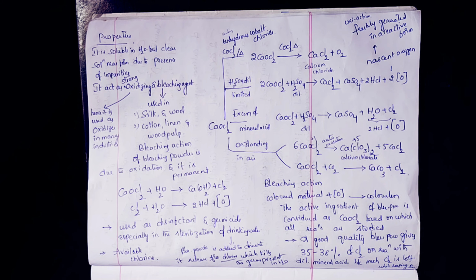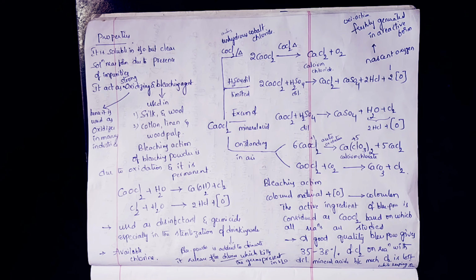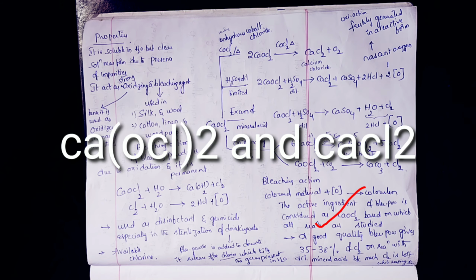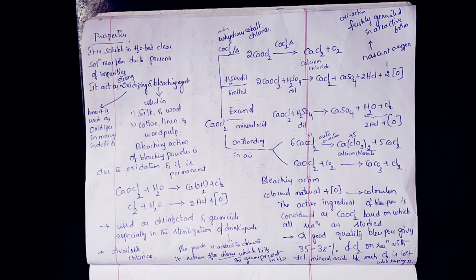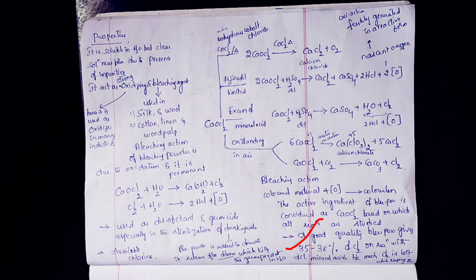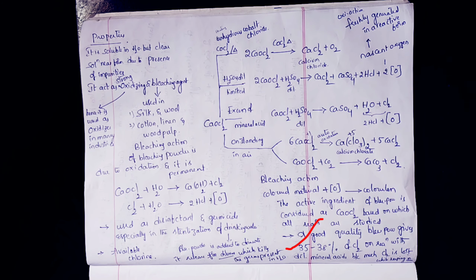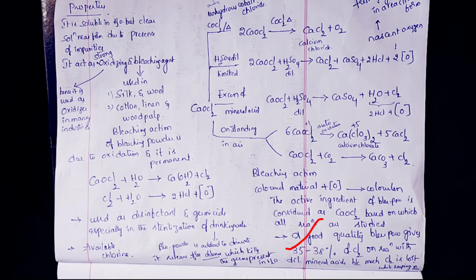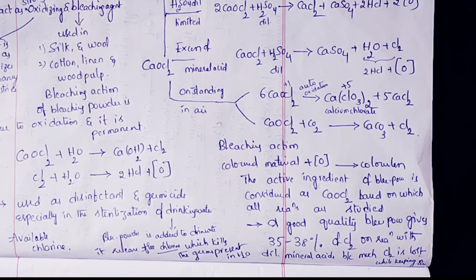The active ingredient of bleaching powder is considered as CaOCl2. It is the average of CaOCl2 and CaCl2, based on which all reactions are studied. Good quality bleaching powder gives 35 to 38% of chlorine on reaction with dilute mineral acids, because much chlorine is lost while keeping in air.